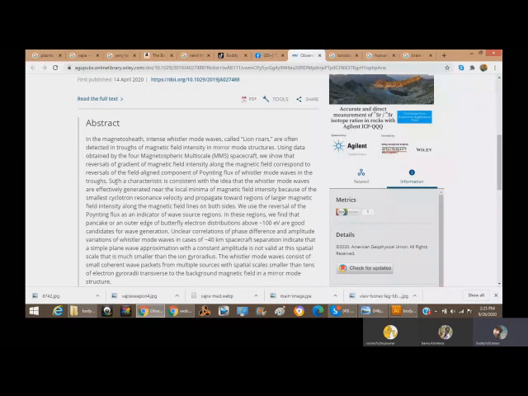such a characteristic is consistent with the idea that the Whistler mode waves are effectively generated near the local minima of magnetic field intensity because of the smallest cyclotron resonance velocity and propagate towards regions of larger magnetic field intensity along the magnetic field lines on both sides. We use the reversal of the Poynting flux as an indicator of wave source regions.